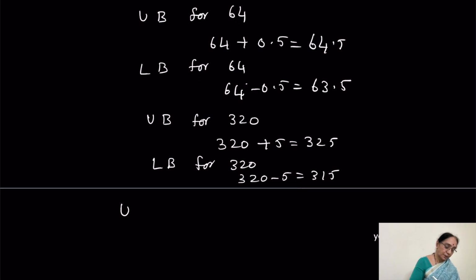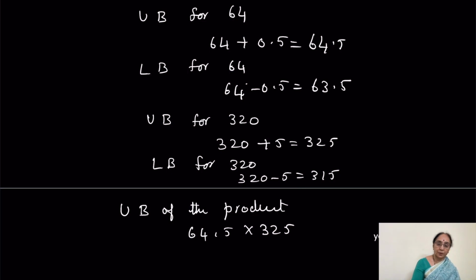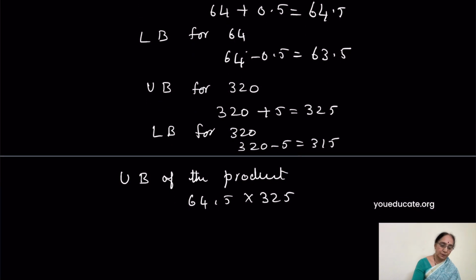Now for the product, upper bound of the product will be 64.5 times 325. If it's a product, just take the upper bound for both the factors. Similarly, for lower bound, it will be the lower bound of both the factors, 63.5 times 315. So that gives you the upper bound and lower bound.